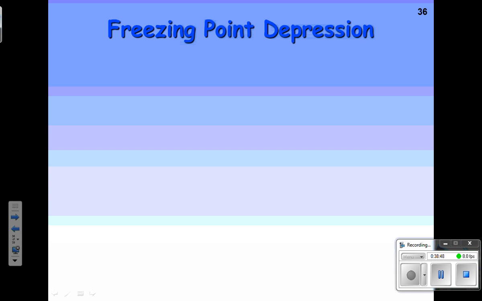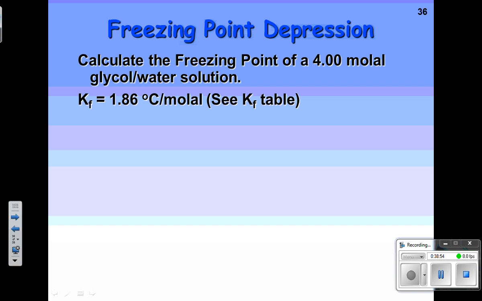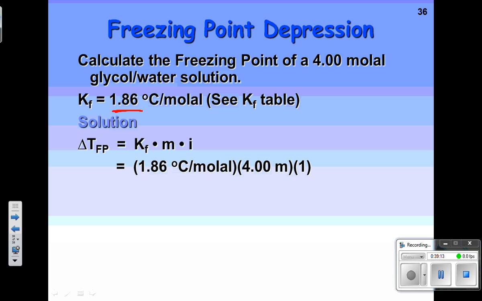Okay, so freezing point depression, what we're going to be using next week. We have got KF. This is KF now because I'm working with freezing point. I want to find out what the freezing point is of that 4.0 molal solution. I use the same equation, delta T equals KMI, only this time I'm using KF for the freezing point. Plug in. Still have 1 as I. If I use salt, I'd use a 2 for I. If I use calcium chloride, I use a 3 for I. Get your number, plug it through.